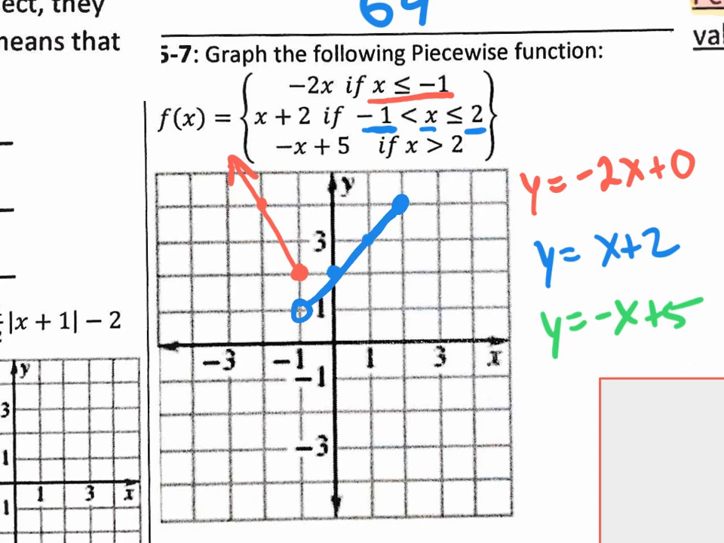So we really are looking at the piece that is between negative 1 and positive 2. Negative 1, positive 2, from here to here. We're looking at that piece. Okay? And finally, we move on to the third piece, which is y equals negative x plus 5.